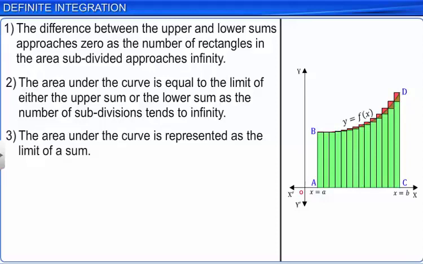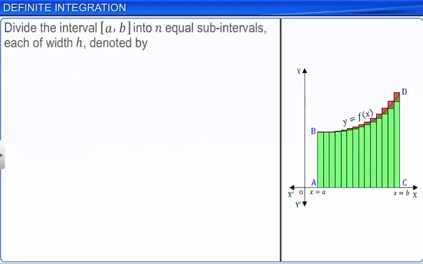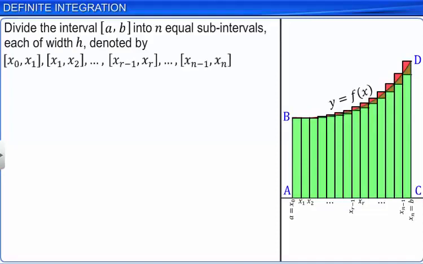Consider a closed interval a comma b. Divide it into n equal sub-intervals, each of width h denoted by closed intervals x0 comma x1, x1 comma x2, and so on up to x r minus 1 comma x r, and so on till x n minus 1 comma x n.